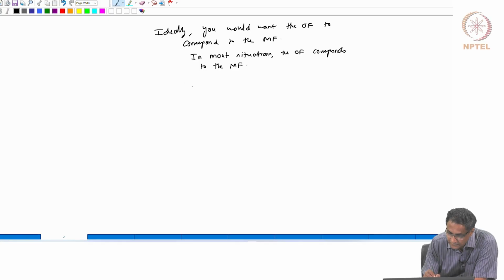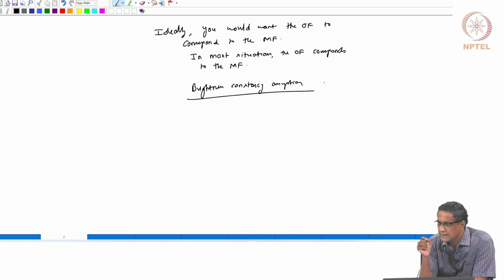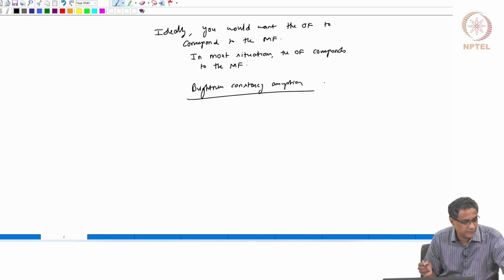Okay, now there is something called a brightness constancy assumption. Once we do the math, it will become more clear. This is an assumption that says that when you go from one frame to another, within a very small distance, the intensity can be assumed to be the same. So let me just write that down.